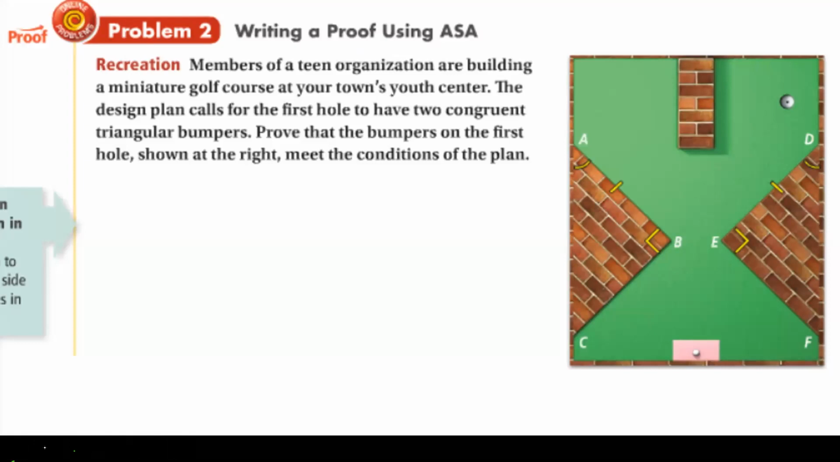Now, here we have to prove. I want now to write a proof using ASA. Recreation. Members of a teen organization are building a miniature golf course at your town's youth center. The design board calls for the first hole to have two congruent triangle bumpers. Prove that the bumpers on the first hole shown at the right meet the conditions of the plan.